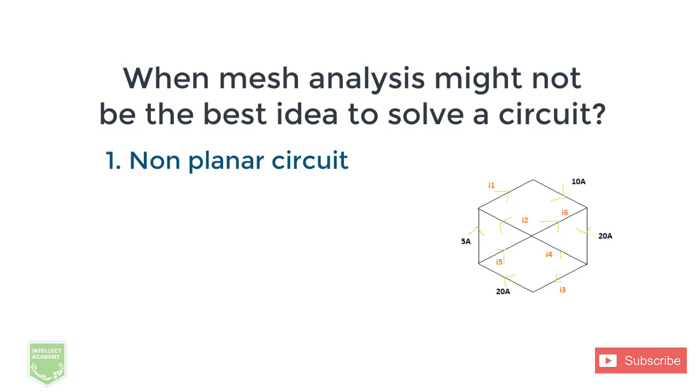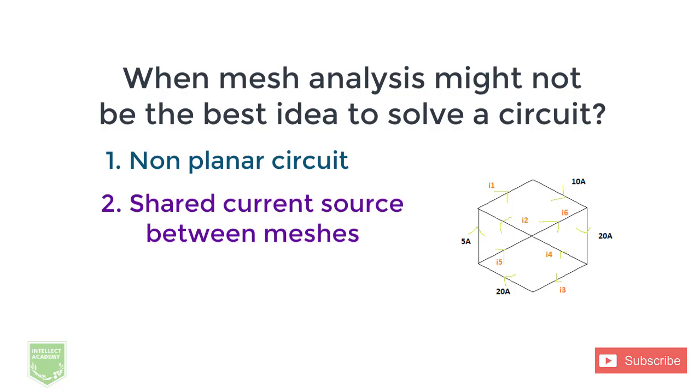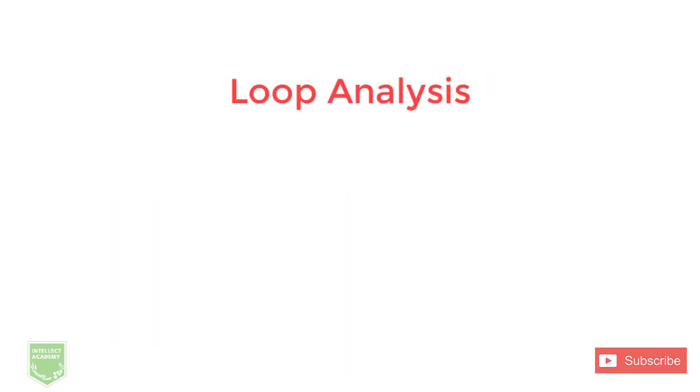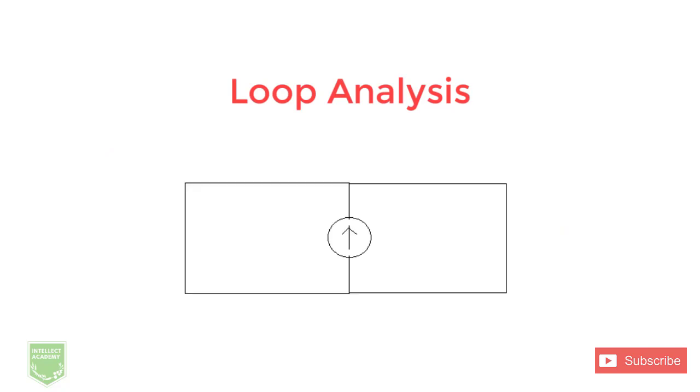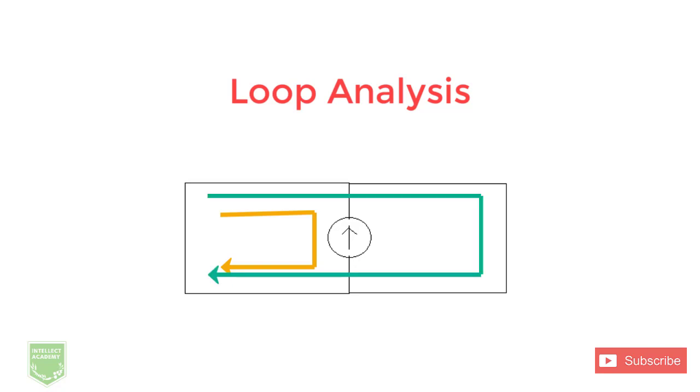The second scenario is when you've got a current source in between two meshes. In this situation, again, you can apply mesh analysis, but it would result in a very complicated solution, and you would have very complicated equations to work with. So a better idea is to go for loop analysis. In loop analysis, basically what you do is you select one mesh, like over here, and then you select a bigger loop. And I'm calling this bigger one a loop because it has two smaller meshes within it.